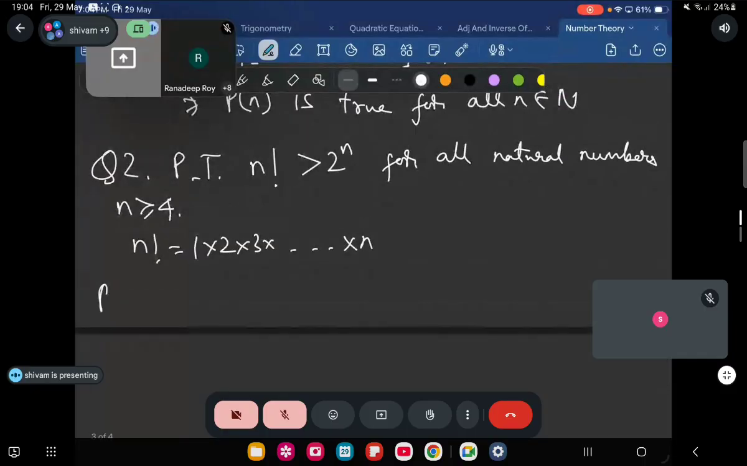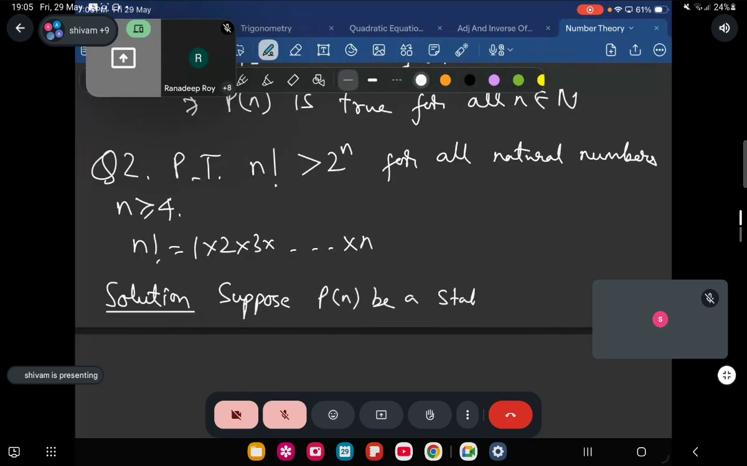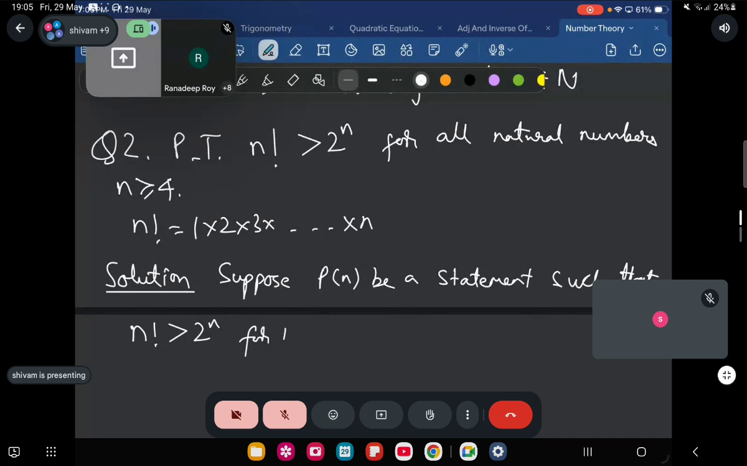Okay, over here, pay attention. I want to prove that n factorial is greater than 2 to the power n, for n greater than or equal to 4. Suppose Pn is a statement such that n factorial is greater than 2 to the power n, for n greater than or equal to 4.